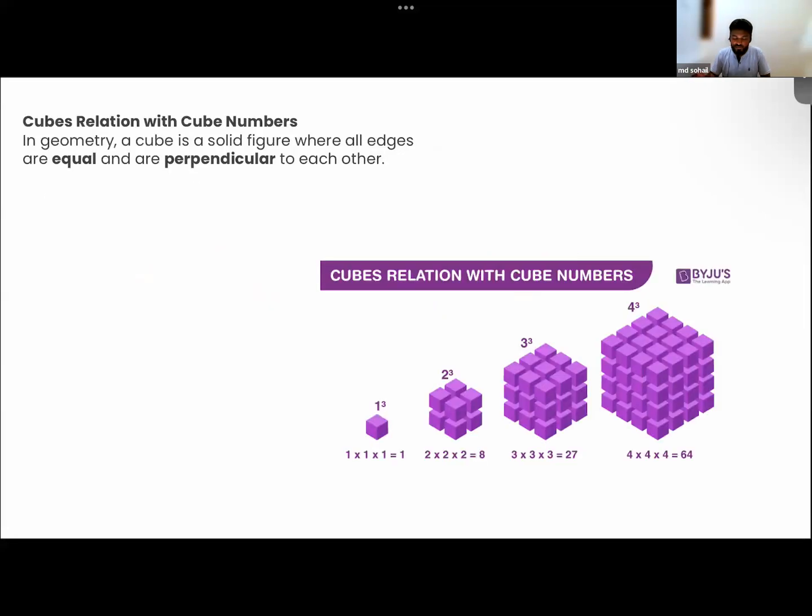Now, what is the cube's relation with cube numbers here? For example, see the first figure here. How many cubes are here? There's only one cube here. You all know what a cube is. It is basically a 3D geometrical shape. And what is the difference between a square and a cube? By the way, what is the difference between them?